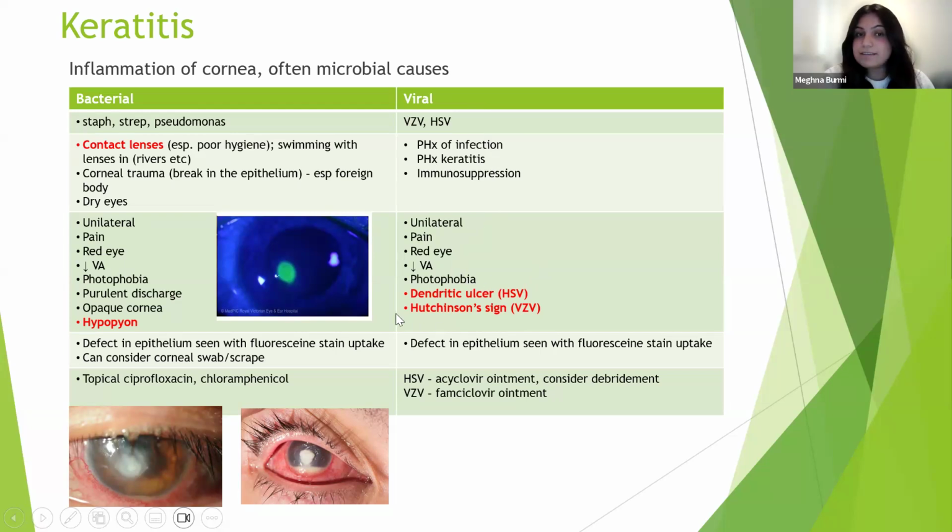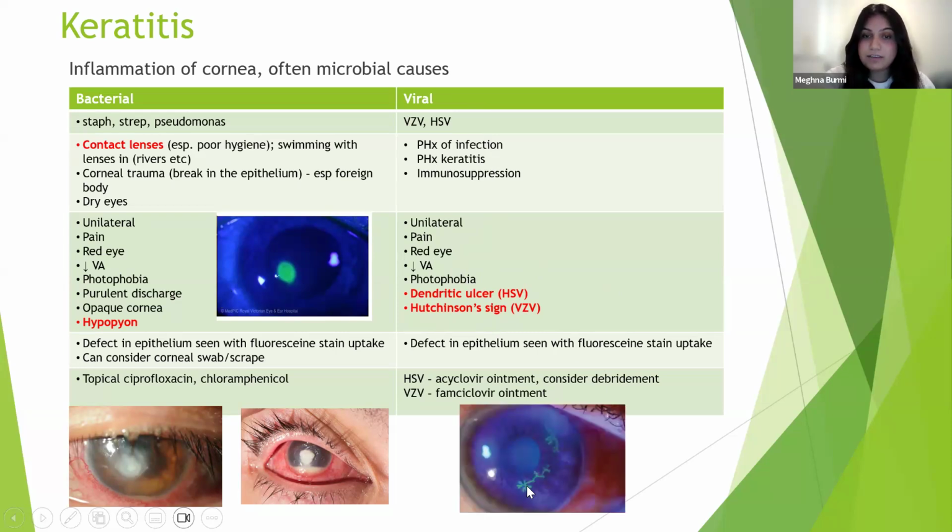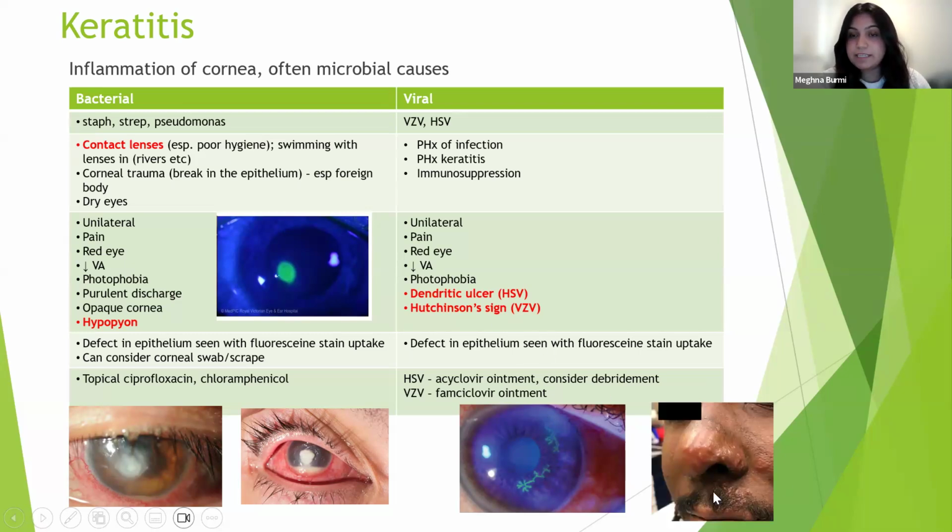But when you look at this ulcer, or when you look at the eye under the blue light with the fluorescein uptake, we might see some specific findings. So if your patient's eye looks like this, it's called a dendritic ulcer, and it's associated with HSV. Okay, a Hutchinson sign is basically these vesicles on your nose, so they have quite specific signs. Okay, we treat them with the appropriate antiviral ointment.